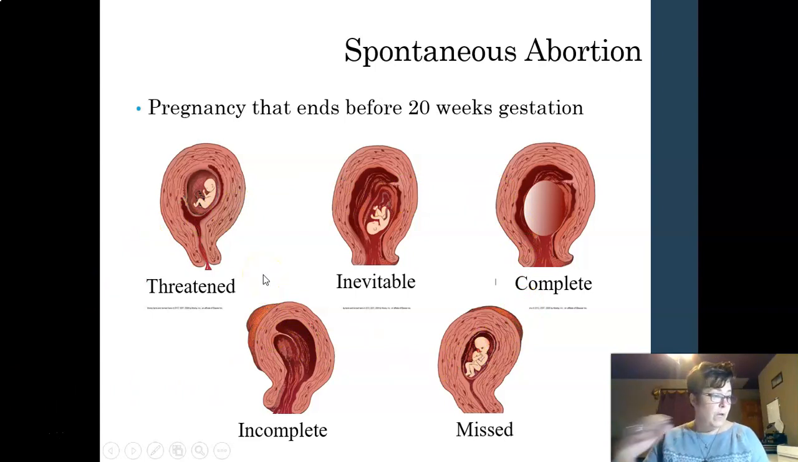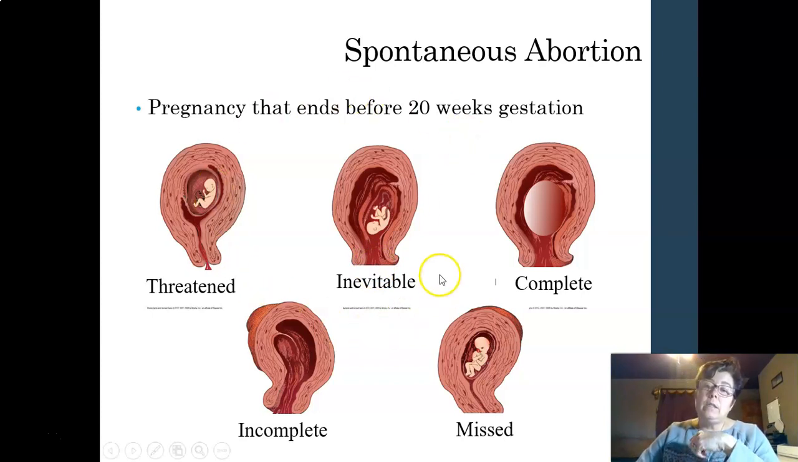Okay? A threatened abortion or miscarriage is just that. The body is thinking about miscarrying. So in order for the pregnancy to actually miscarry, the bag of water has to rupture and the cervix has to open so that the tissue of that pregnancy is passed, okay?